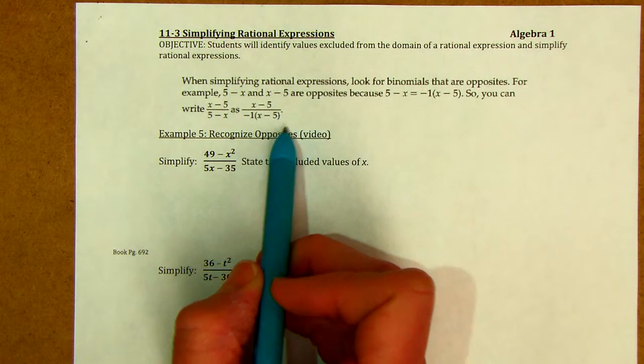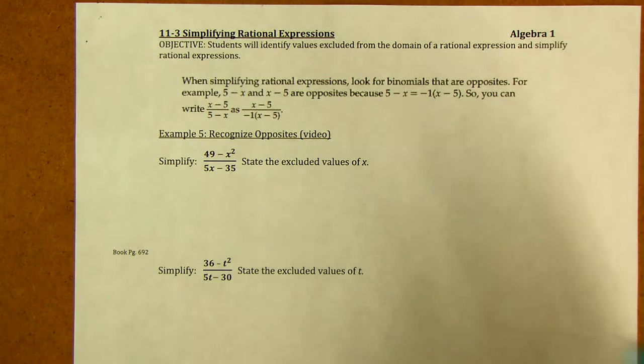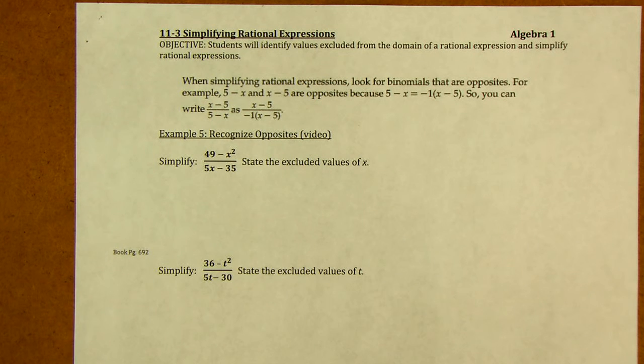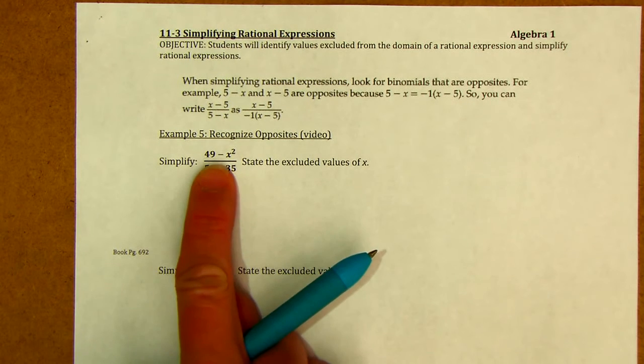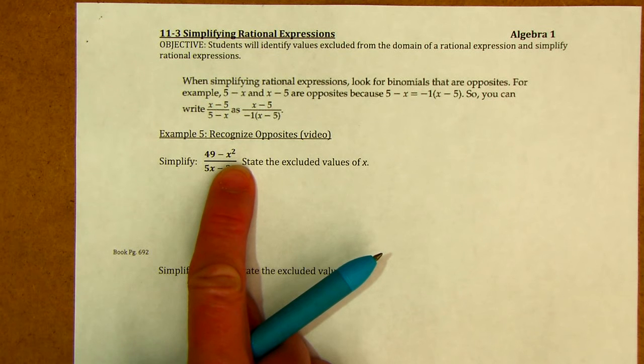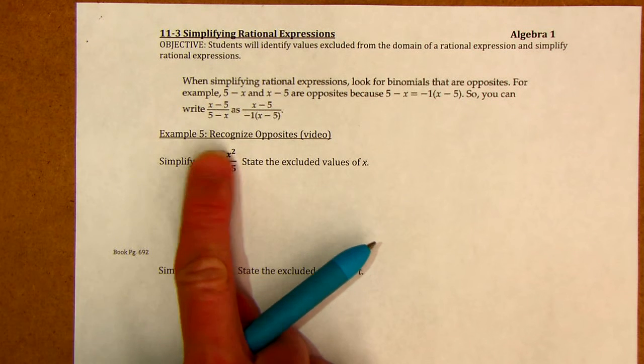Okay, so right here in this one, on top we have 49 minus x squared. That is the difference of 2 perfect squares. So that would be 7 plus x and 7 minus x.